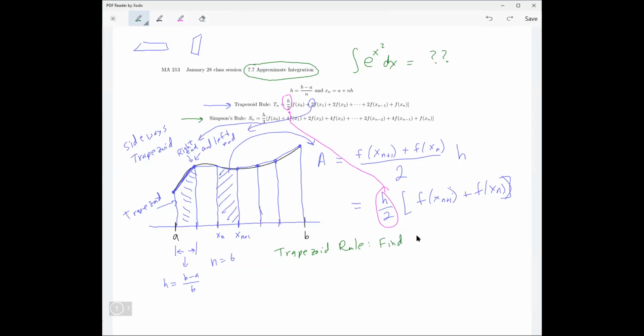Okay, so find lines and integrate under them and add up. So you're finding a line, integrating on this interval below this line, on this interval below this line, on this interval below that line. Okay, that's the trapezoid rule.